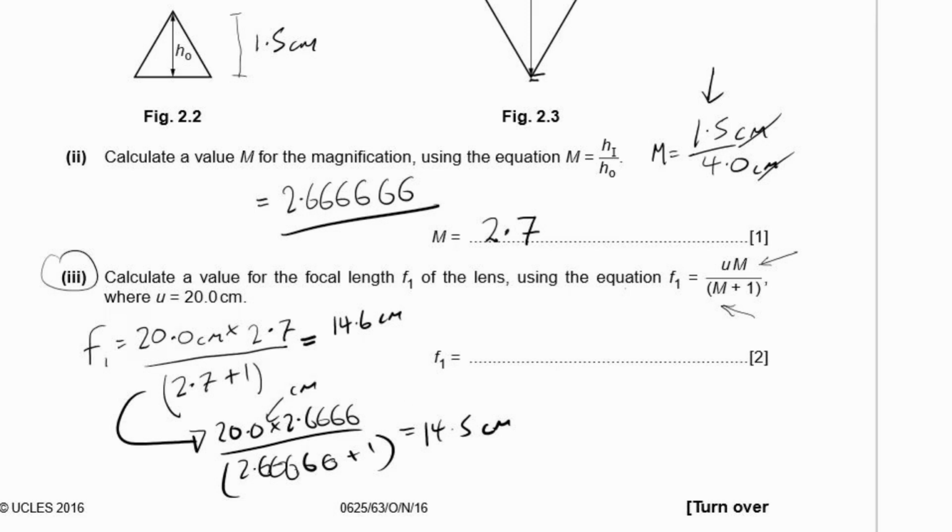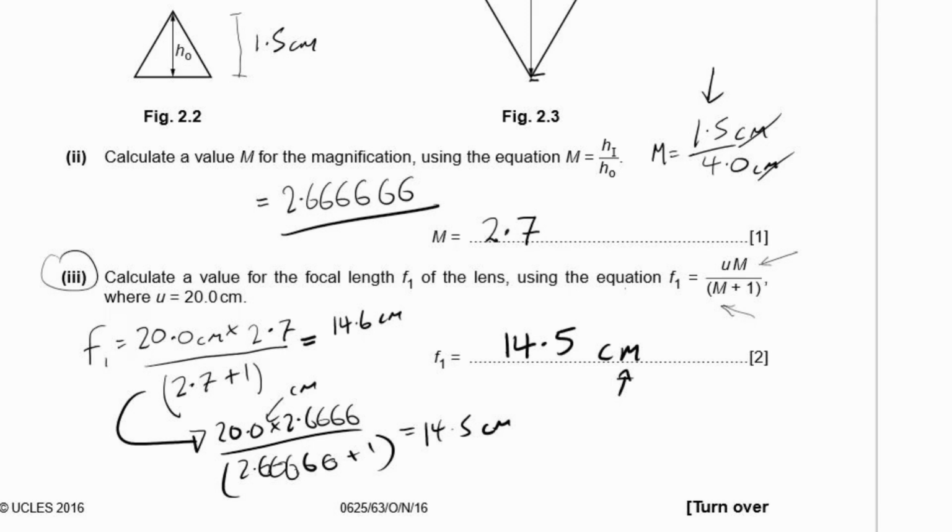Either of those answers is correct, and if you check the marking at the back, you'll see you get a mark for 14.6 and you get a mark for 14.5. So whichever one you put down will be absolutely fine. Alright, so let's put, say, 14.5 then, why not? And the units, make sure you've got the units in there as well.